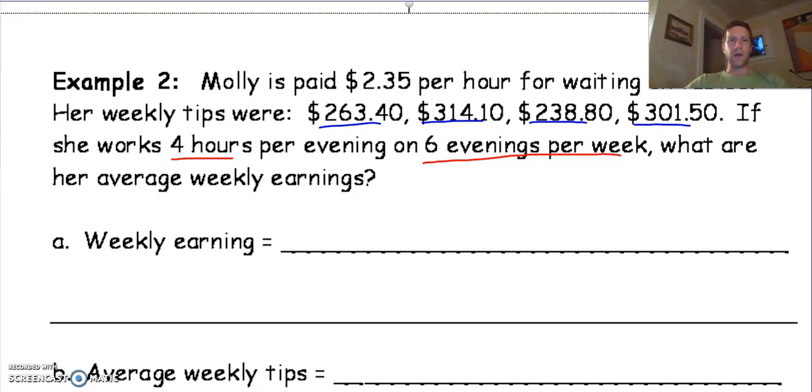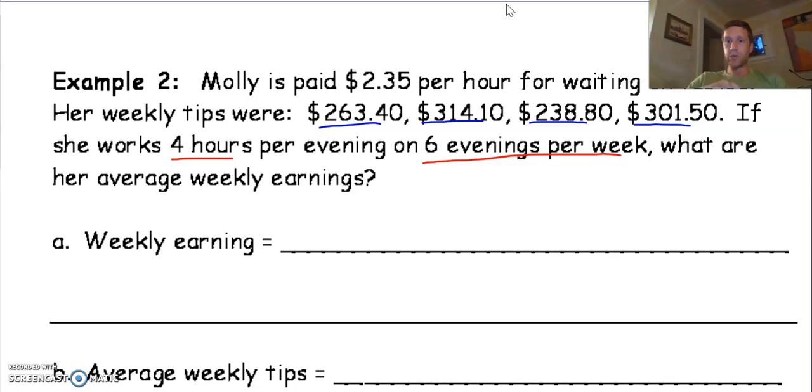So if we take a look at Molly here, she gets $2.35 per hour waiting on tables. So that seems really low, and it is probably lower than what it is now. These are some old notes, but what you need to remember is if you are in a job like a server where tipping is a main source of your income, the minimum wage laws are a little bit different. So servers' minimum wage is way less than what the standard minimum wage is going to be.